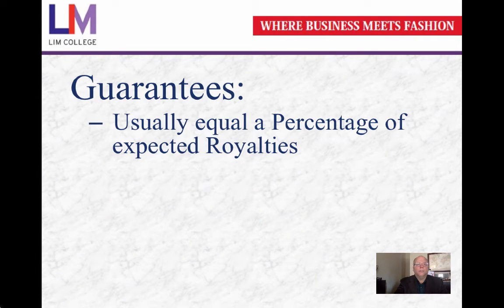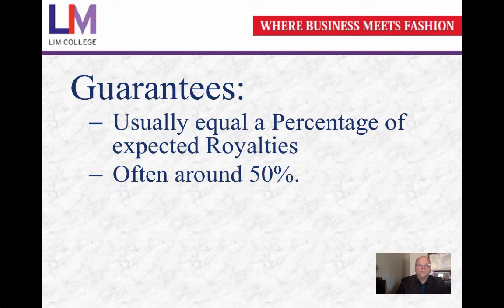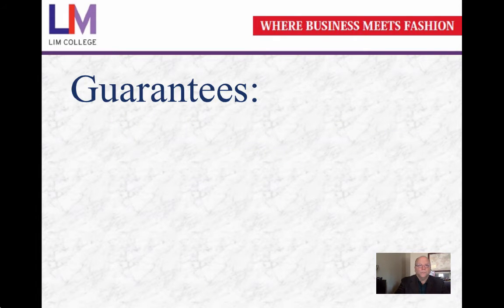All right, guarantees. How the guarantee is structured is usually equal to a percent of the expected royalties, usually about 50%. So just remember that. If I ask you on a question, true or false, usually guarantees equal a percentage of the royalty rates? True. What is the percentage amount? Around 50%.